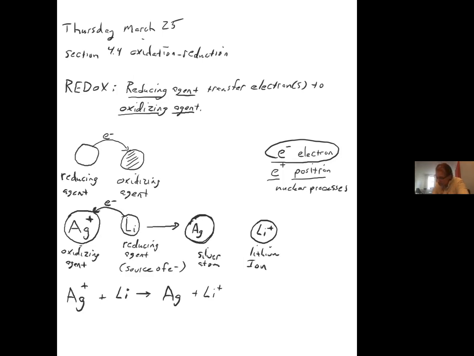The transfer of electrons is occurring. In this particular case, the lithium atom is transferring an electron to the silver ion. And it doesn't have to just be one electron. There are reagents where 2 electrons might get transferred, or even 3 electrons. Generally not more than 3, but it's even possible to have more than 3. So that's redox chemistry.